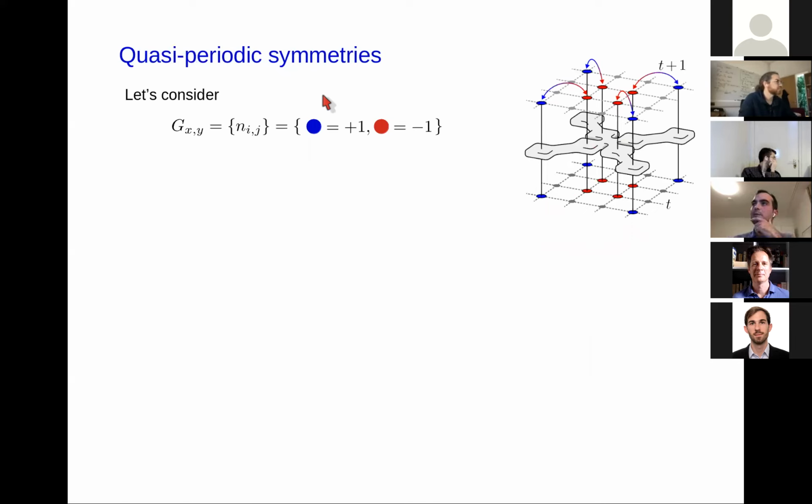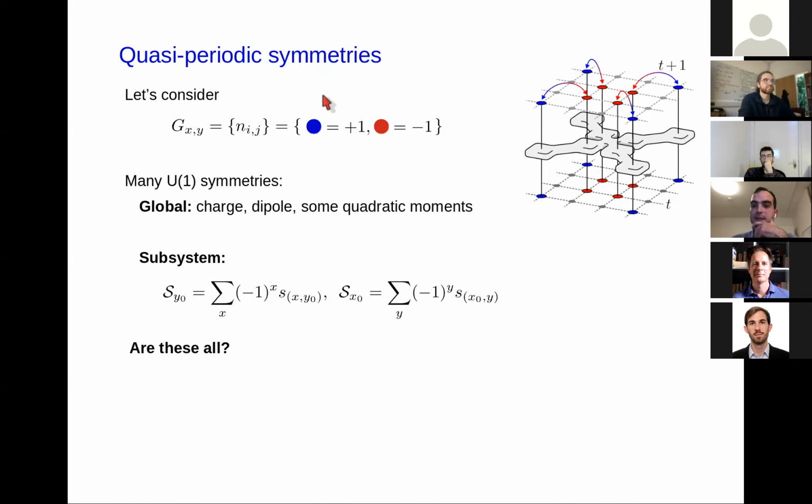Instead of talking about something generic, let me consider a particular model. We will consider this two-dimensional system with gates acting on 8 spins, such that 4 spins at the outer square are moved to the inner square. I'm using this color coding where blue means raising by 1 and red means lowering by 1. If you look at the evolution generated by these gates, you will find it has a lot of U(1) conserved quantities.